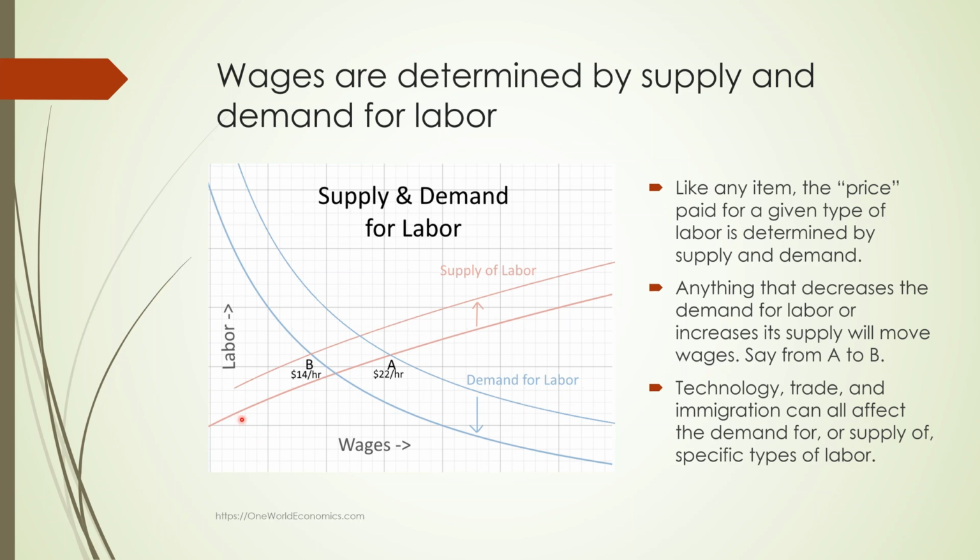So if that factory owner offers more dollars in wages, then more people will apply. And so where the factory owner is willing to pay exactly enough to meet his needs in terms of workers, that's where the pay ends up. So the wages end up here, let's say at $22 an hour. Now, anything that decreases the demand for labor, like automation or competition, will cause wages to fall. Or anything that increases the supply of labor will cause wages to rise. Right? So technology, trade, and immigration can all affect the demand for or supply of different types of labor.